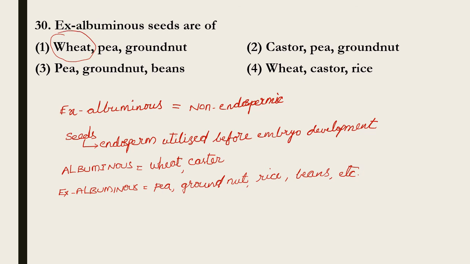So as per this information, in the first option, wheat is albuminous, not exalbuminous. It is albuminous or endospermic. In the second option, castor is albuminous. In the fourth option, wheat and castor are albuminous, but rice is exalbuminous. In option 3, pea, groundnut, and beans are all exalbuminous. So the correct option is 3.